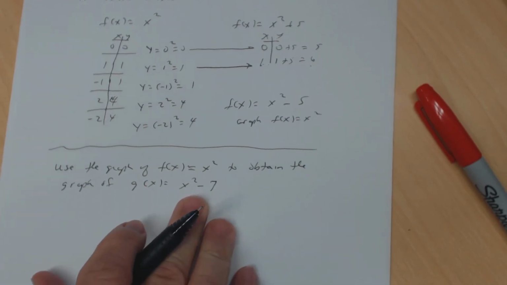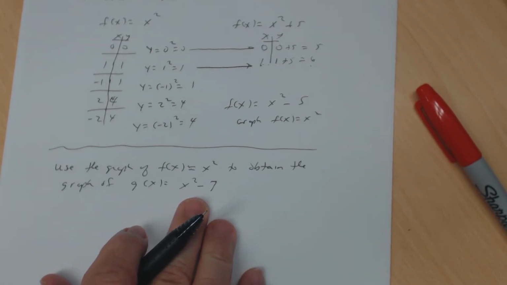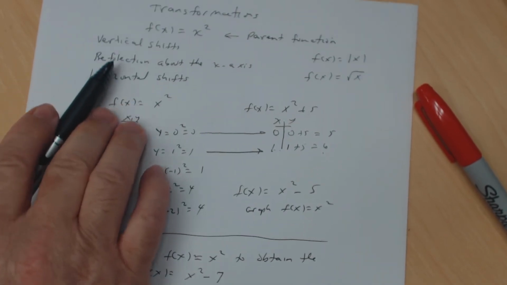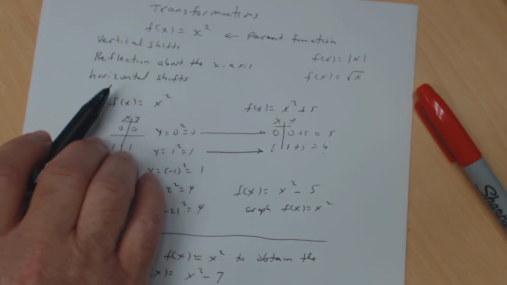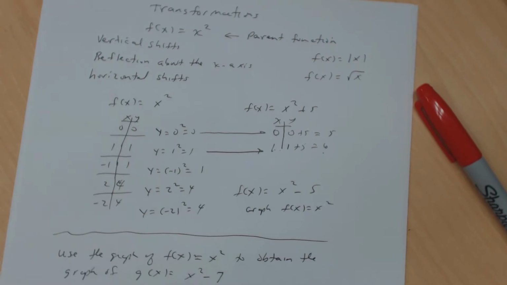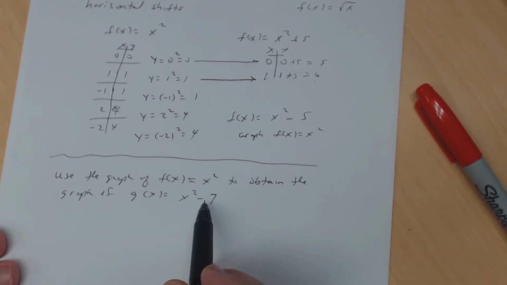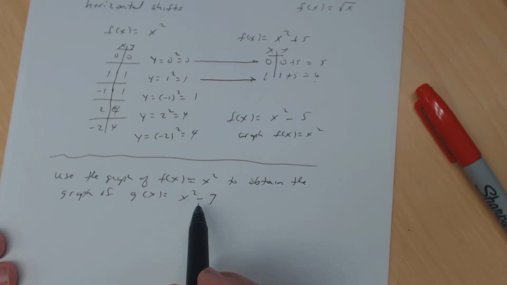Now you need to recognize what kind of transformation it is. And you're only talking about 3 transformations in these lessons: vertical shift, reflection about the x-axis, and horizontal shift. All we've done so far is talk about a vertical shift. So do you see that this is a vertical shift? So you're taking your parent function and you're shifting it down 7 units.